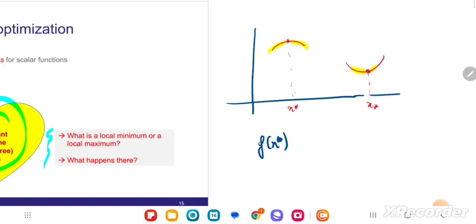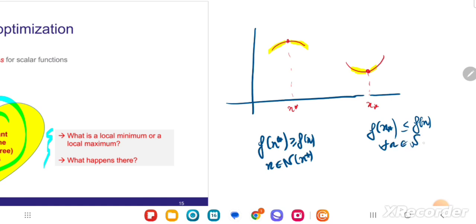f of x star, in the case of a maximum, is greater than or equal to f of x for x in a small neighborhood of x star, so a small interval or a small ball, whatever the space you're in, located around your point x star. Same thing for a minimum: f of x star is smaller than or equal to f of x for all x in a small neighborhood around x star. As long as locally it looks like this, that's the characterization of a minimum or a maximum, for your continuous function.